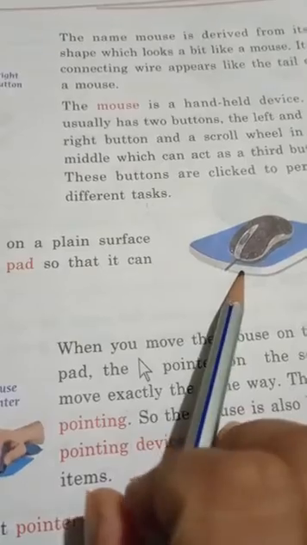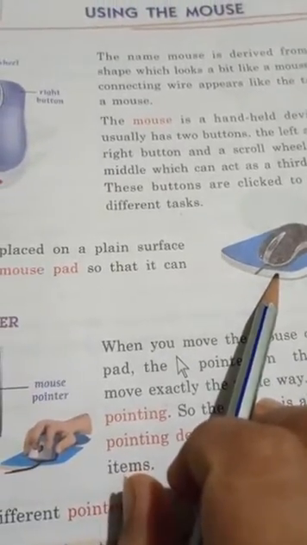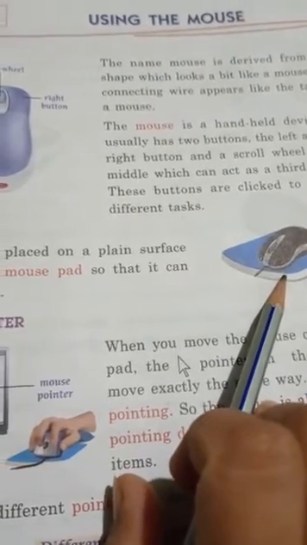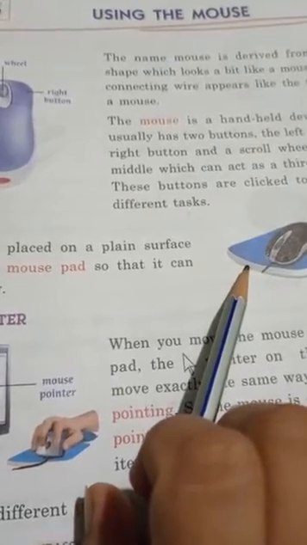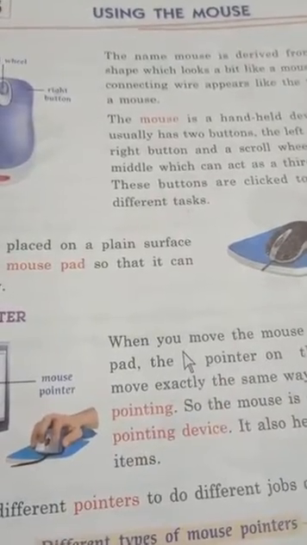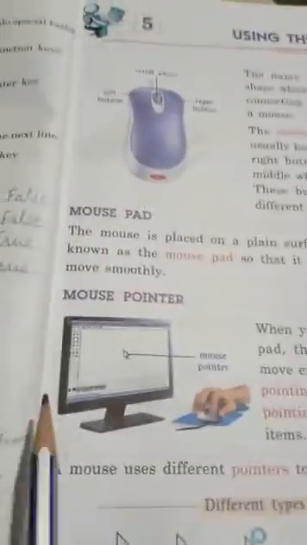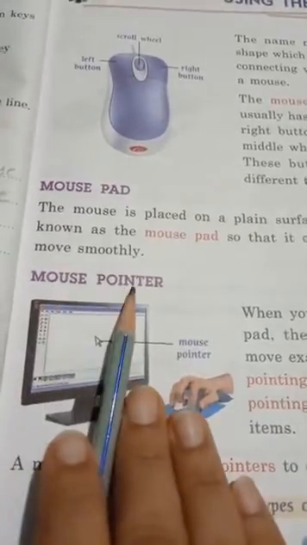We placed our mouse on this mouse pad. After placing our mouse on this mouse pad, our mouse works smoothly. जब हम माउस को माउस पैड पर रखते हैं तो हमारा माउस बड़े इजीली वर्क करता है, ओके, स्मूथली. नेक्स्ट इज mouse pointer.